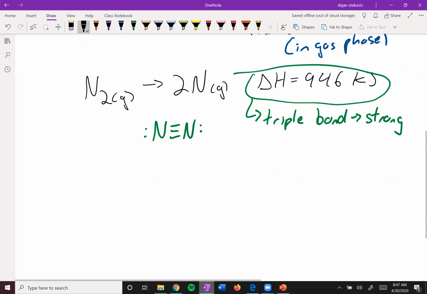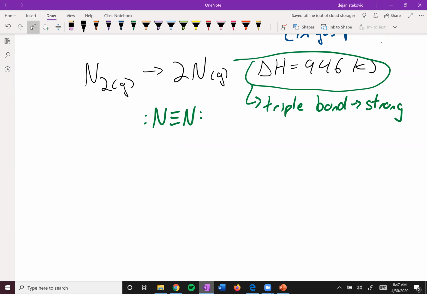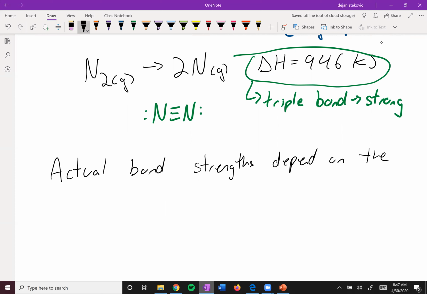The picture in real life is actually a bit more complicated, and it's because actual bond strengths depend on the whole molecule. Bonds and molecules are all just kind of one big thing. They're not individual things. They're always interacting. And we'll see this more later on when we get into molecular orbital theory. But for now, we're just going to say that the actual bond strengths depend on the whole molecule.